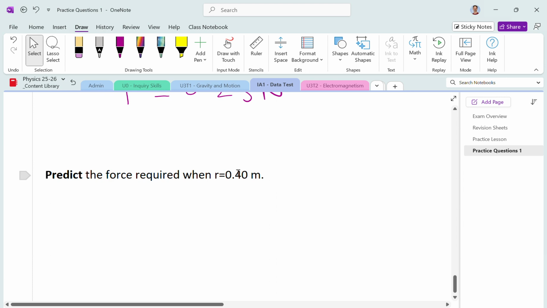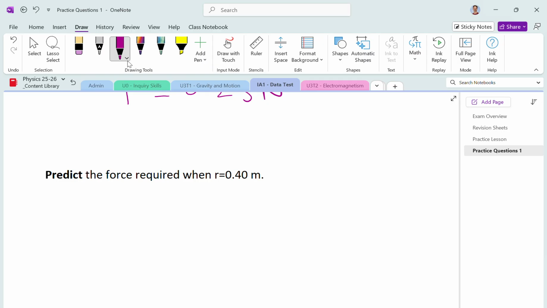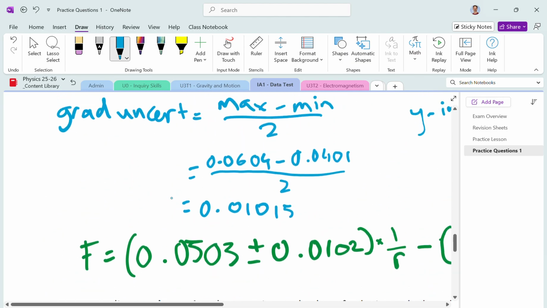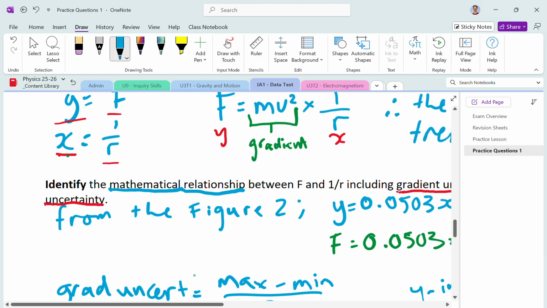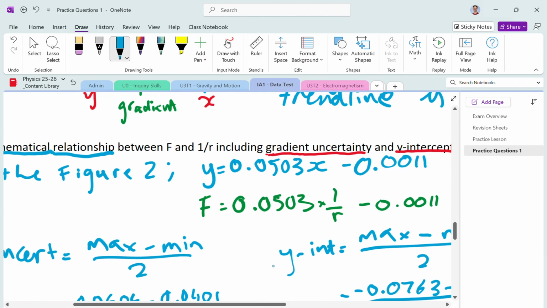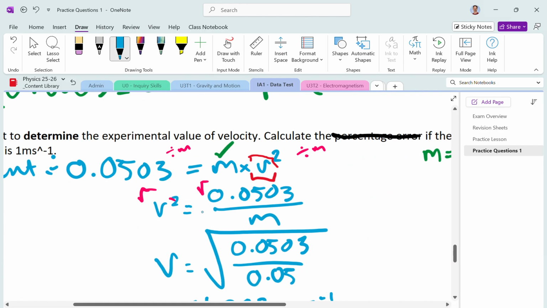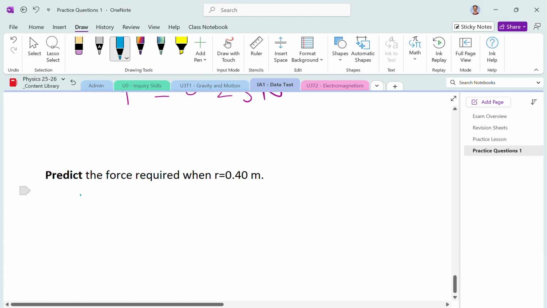Last one, predict the force required when the radius equals 0.4. Now, you can actually just have a look at the formula that the graph gives us. It literally gives us an equation to determine the force. So we are going to ignore the uncertainties. So, force equals 0.0503 multiplied by 1 over r minus 0.0011.